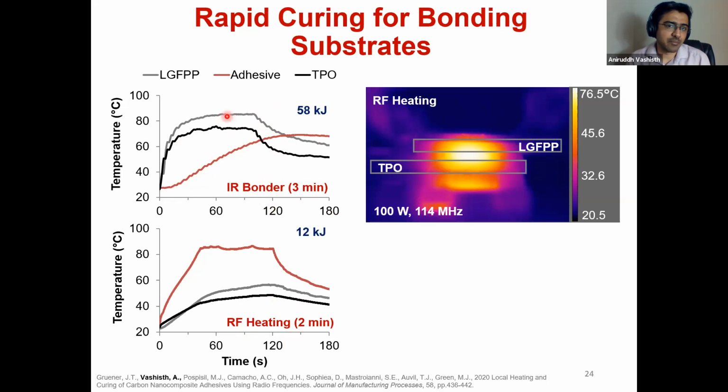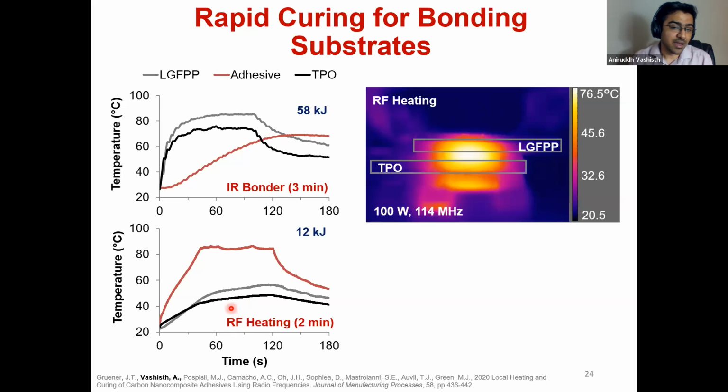So this is the data using the IR bonder that is kind of the state of the art right now. So you'll see that LGFPP and TPO, which are these 2 top and bottom coupons, are able to reach the target temperature of 85 degrees Celsius that is required to cure the adhesive. But within the three-minute window that we were given, the adhesive is still catching up. It does not get to the required 80 degrees Celsius target temperature.